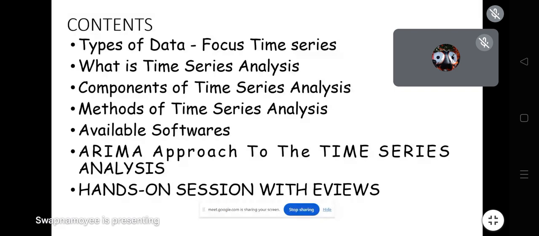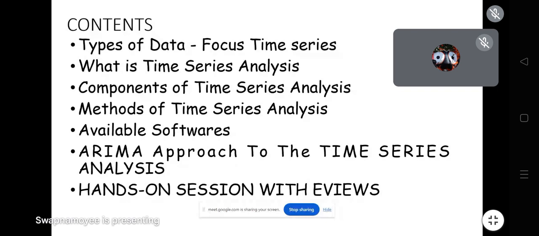Here in today's session, I'm going to deal with the IPREMS approach to time series analysis and some hands-on session. I don't know how much time the organizer will provide, but I have analyzed some data and brought it with the pictures and all. Still, I'm going to open the reviews and do it if time permits.